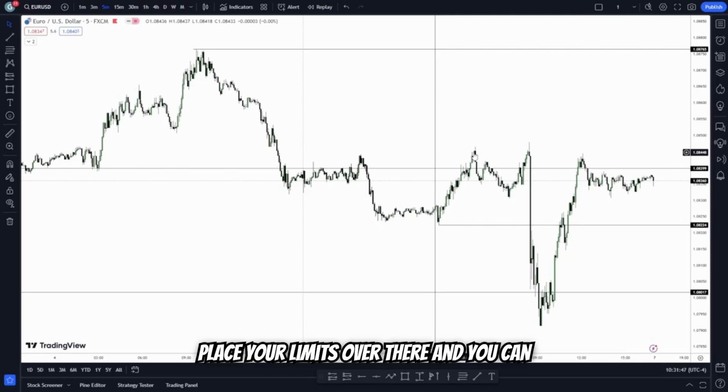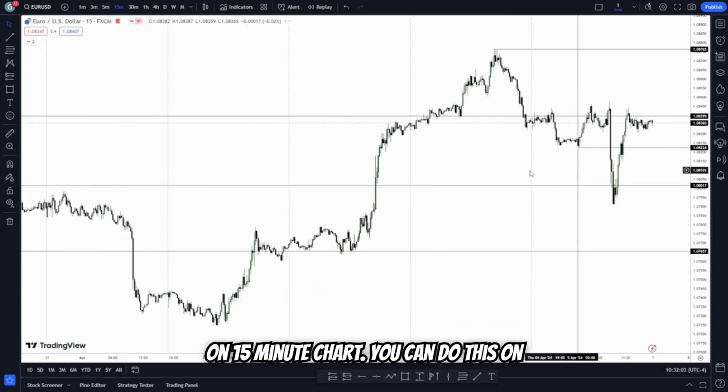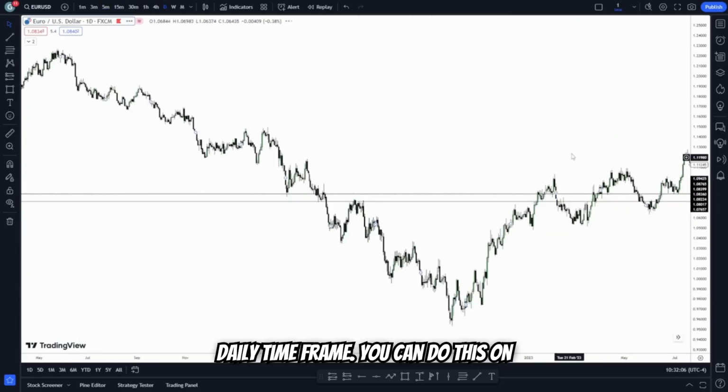You place your limits over there, and you can place your stop losses at 10 pips or 15 pips on the basis of your pair, whether you're trading euro dollar or gold. Then just target 1:2 or 1:3 in the trade. You can do this on the 15-minute chart, on the daily time frame, everywhere.